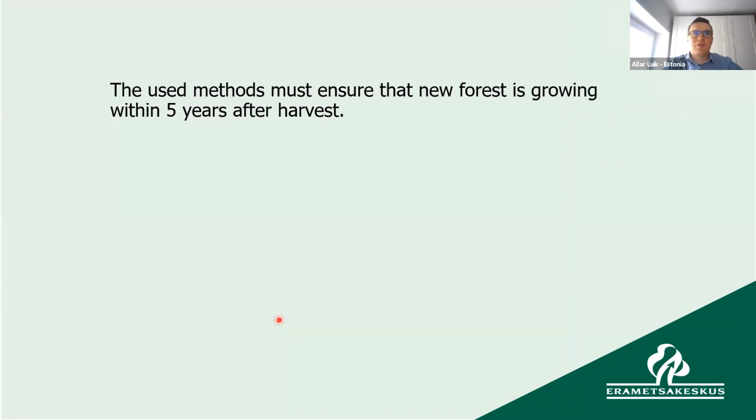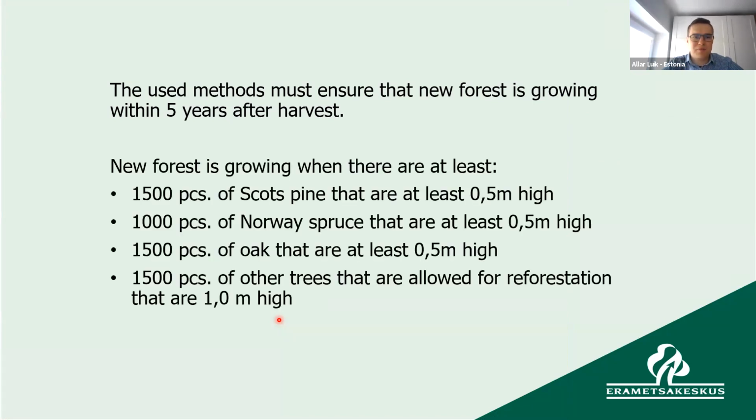Whatever methods the forest owner uses, the new forest must be growing within 5 years after harvesting. Now, what is a new forest? It's actually quite simple. Depending on the tree species, there has to be a certain number of trees that are usually 0.5 meters high. So that can be considered as a new forest that is growing, and it's not very likely that this forest won't start growing, that there is some risk that happens.